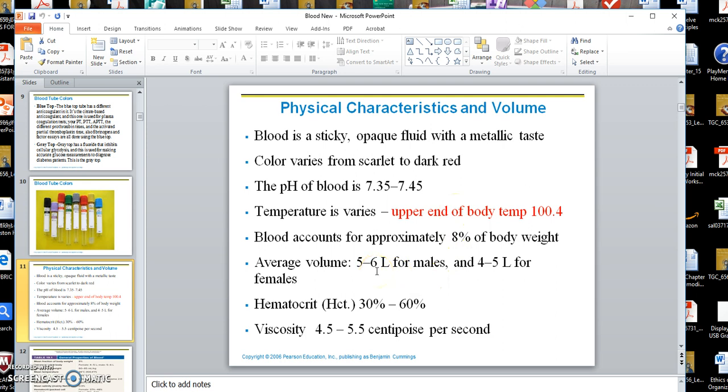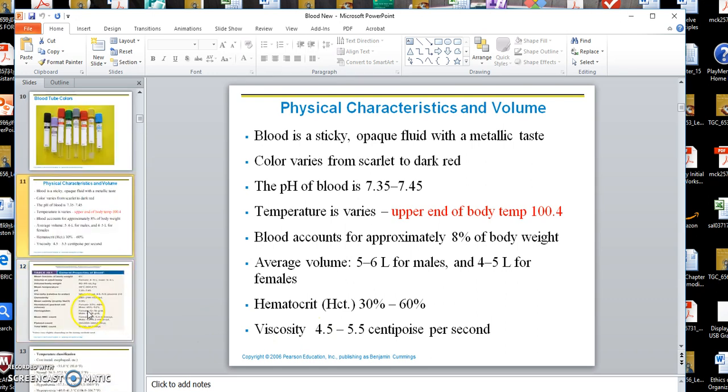The volume of blood has a median value of about 5 liters, about 5 to 6 for males and about 4 to 5 for females, with a median for both sexes at 5. Hematocrit, as I alluded to, is about 30 to 60. The viscosity of blood is measured in centipoise, but you don't really have to memorize that. The key is that the higher the viscosity, the more sludging of the blood. The high viscosity would be due primarily, but not only, to an increase in the number of cells.